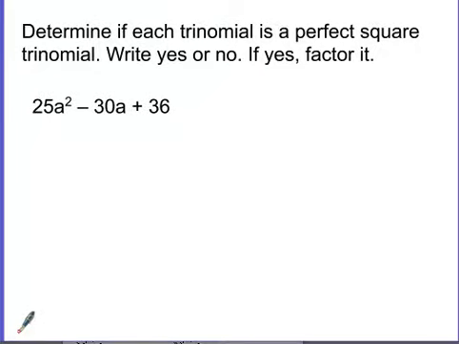Determine if each trinomial is a perfect square. So 25a squared, 5a, and then 36, 6. Since this is minus, it would have to be minus 6. Does this work as the factor? Wait, no, it doesn't, because 5a times 6 is 30. That's not the right number for it to be a perfect square trinomial. So this will not factor. So this is a no.